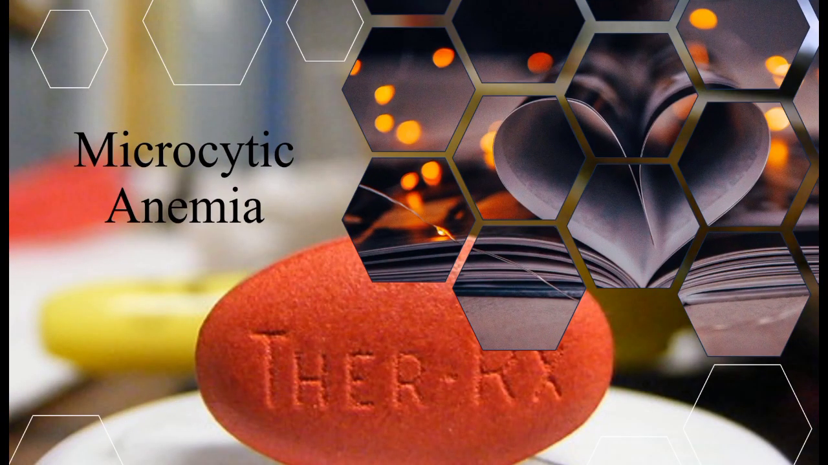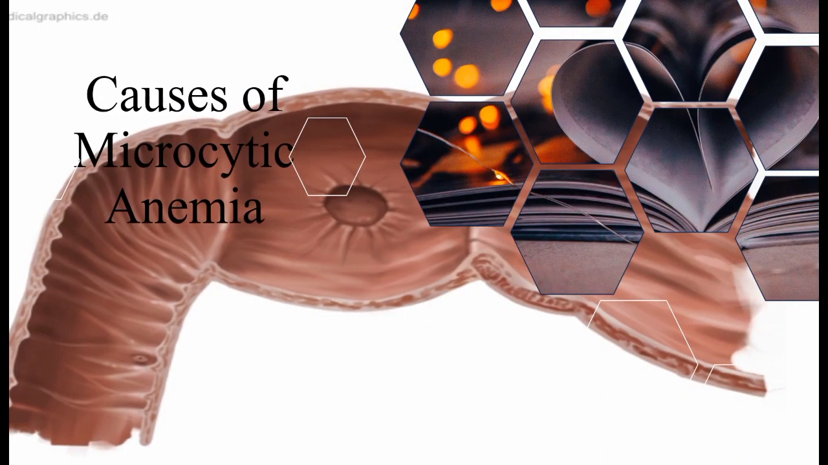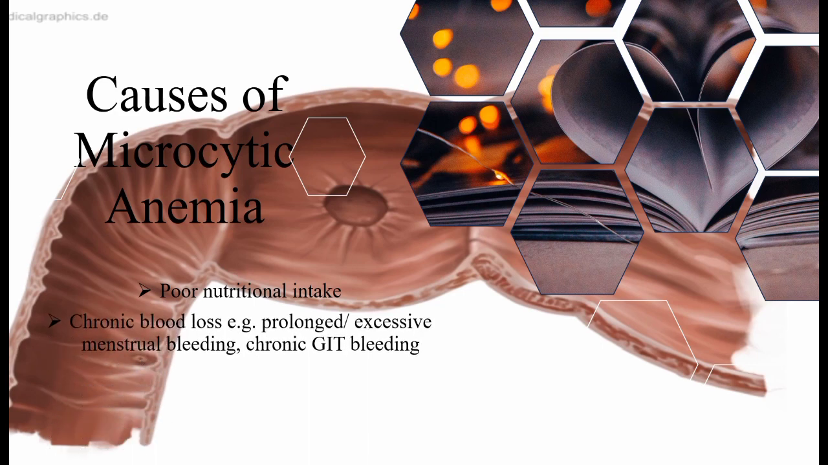What is microcytic anemia? As we said, this is whereby the cells are smaller than the normal size, and this usually occurs in iron deficiency and ineffective red blood cell production as a result of hemoglobin synthesis failure or insufficiency. Cells smaller than normal. What are the causes of microcytic anemias? It could be poor nutritional intake and chronic blood loss, e.g. prolonged or excessive menstrual periods. We have chronic GIT bleeding.